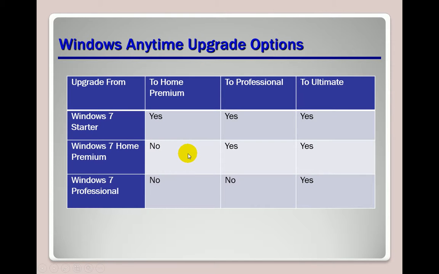Once I get that new key, I type that key in and it unlocks the features for whichever item I chose to purchase. Now, you can't do an Anytime Upgrade and go down. So Windows 7 Home Premium, there's no way you're going to upgrade to Home Premium. You already have it. But you could upgrade to Professional or to Ultimate.